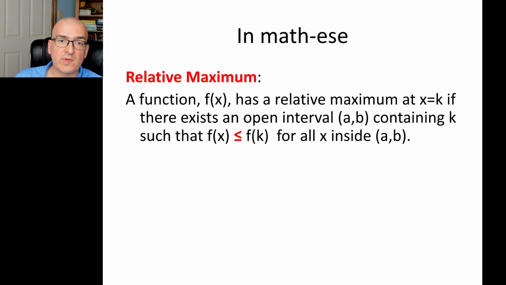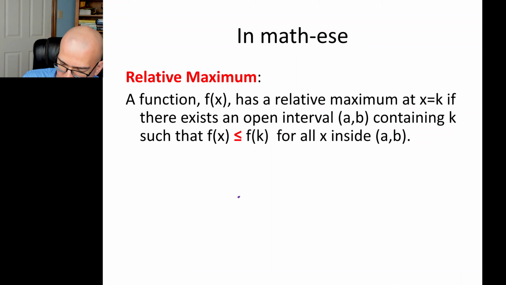A relative maximum can be defined as follows. A function f of x has a relative maximum at x equals k if there exists an open interval between a and b that contains k such that f of x is less than or equal to f of k for all x between a and b. So it's not a very friendly definition. I'm going to draw a picture of the definition and show you that it's the same definition of a max that we saw with the graph.